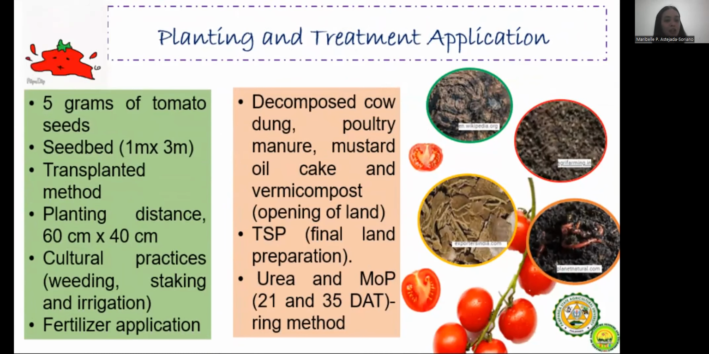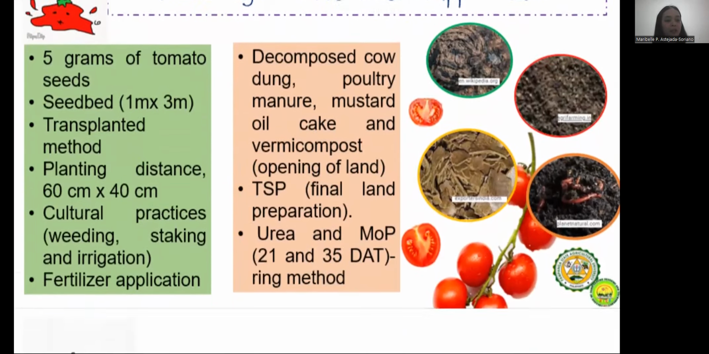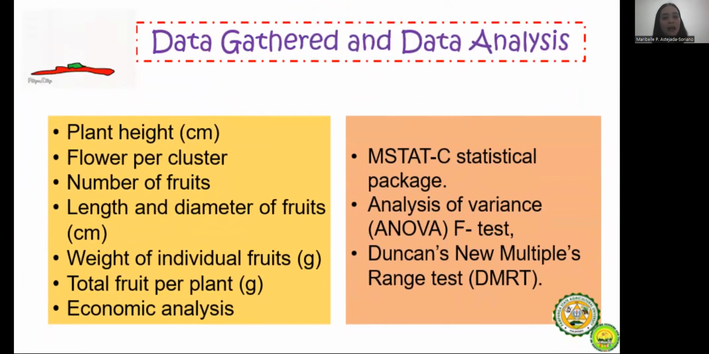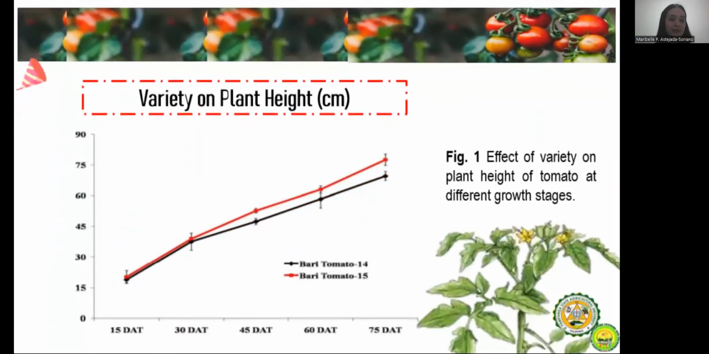And yung mga cultural practices such as the weeding, yung trellising, and irrigation ay ginawa po nila. And for the fertilizer application, they use the compost po ng mga organic manure and yung different fertilizer, for example, the NPK. So eto po yung mga data na kinolect po nila and yung statistical analysis po na ginamit dun sa study. And meron nga po silang plant height, flower per cluster, number of fruits.